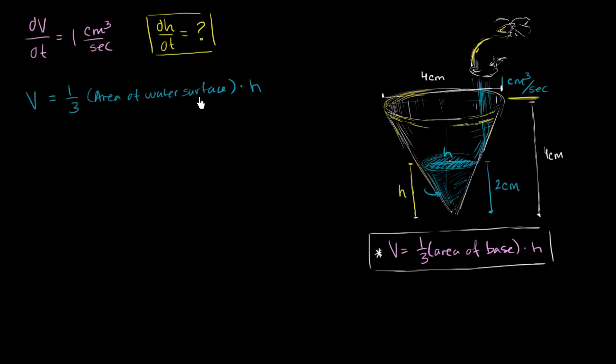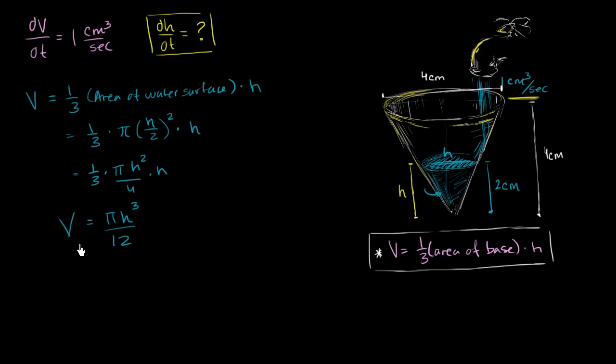And so the area of the water surface is going to be pi r squared, pi times the radius squared. h over 2 squared. That's the area of the surface of the water. And of course, we still have the 1/3 out here, and we're still multiplying by this h over here. So let me see if I can simplify this. This gives us 1/3 times pi h squared over 4 times another h, which is equal to pi h to the third power over 12. So that is our volume.